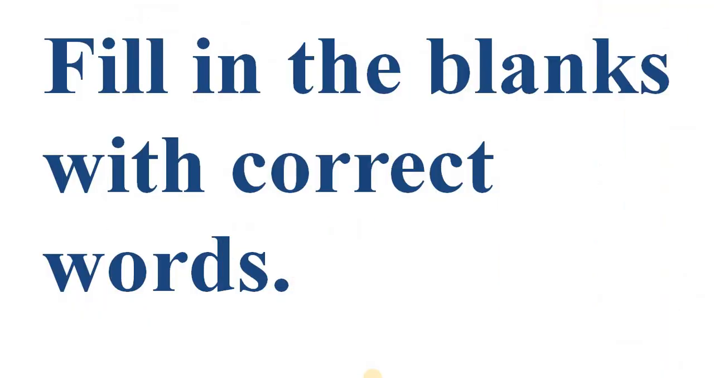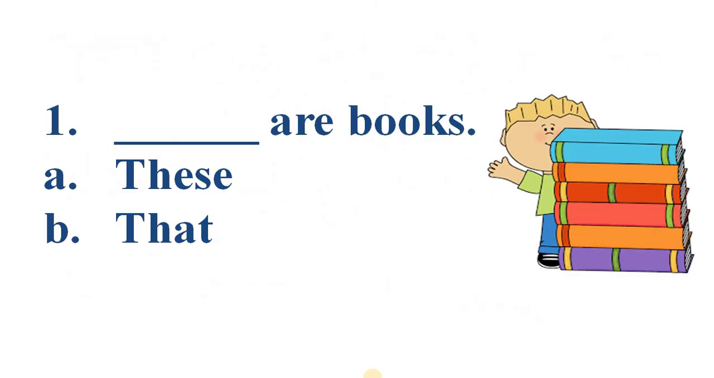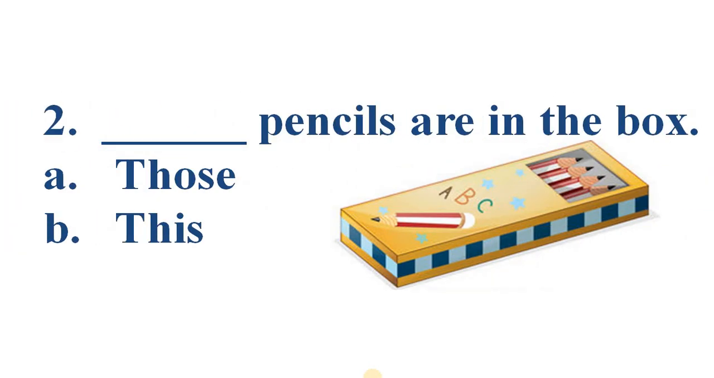Fill in the blanks with the correct word. Number 1. These are books. Option A, these. Option B, that. Number 2. Dash pencils are in the box. Option A, those. Option B, this.